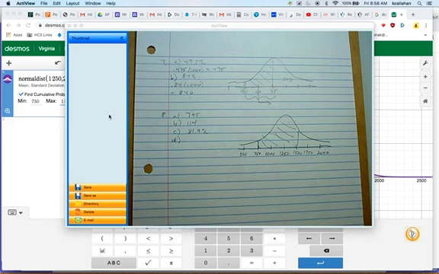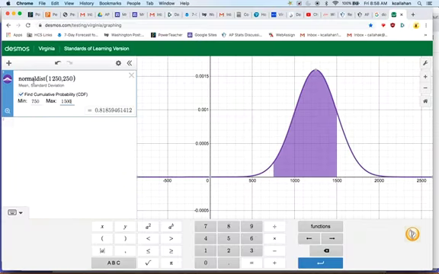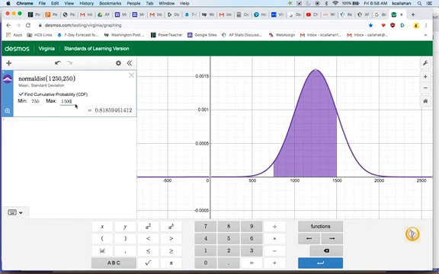D. What percentage of the workers earn less than $1,750? Okay, Desmos time. Less than 1750. And it looks like you don't actually have to put anything in there. When it's blank, it just assumes it goes on forever. So it looks like 0.9972, so 97.7%.